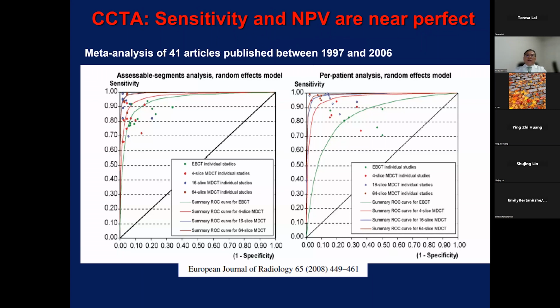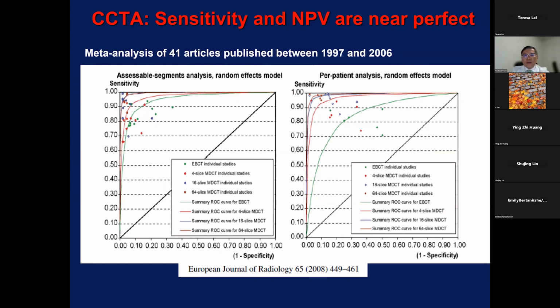These are the statistical graphs showing, based on many studies published in the past, that CT is the most sensitive and has the highest negative predictive value. What it means is that if you have a negative CTA, you can almost be rest assured that the patient has no significant obstructive coronary disease. And that is very, very reassuring and important.